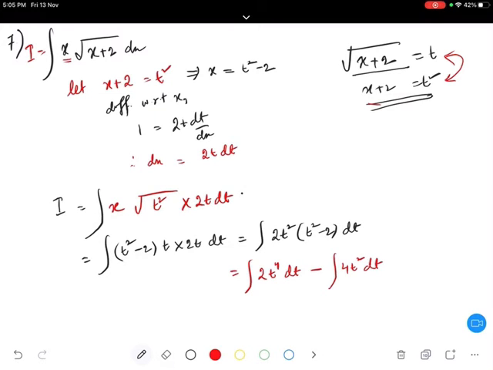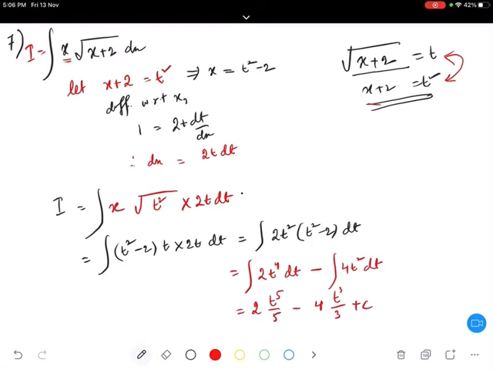Now let's do the integration and see what we have. This 2 comes out, and integration of t to the power 4 is t to the power 5 by 5, minus 4 comes out, integration of t square is what? t cube by 3, plus c.